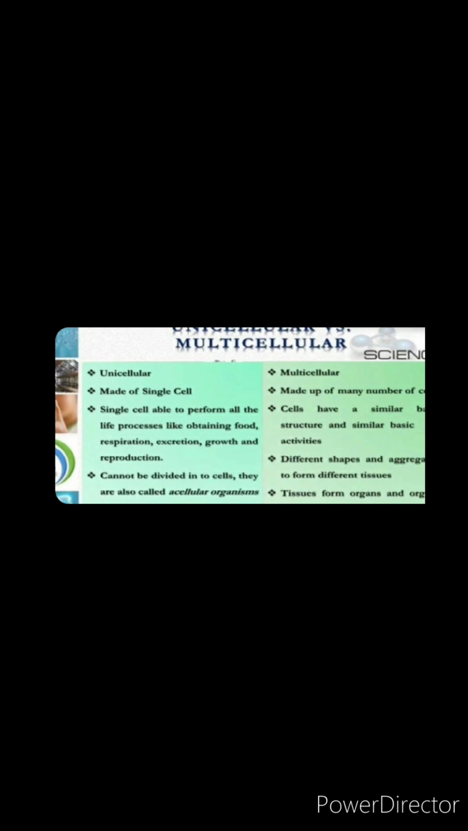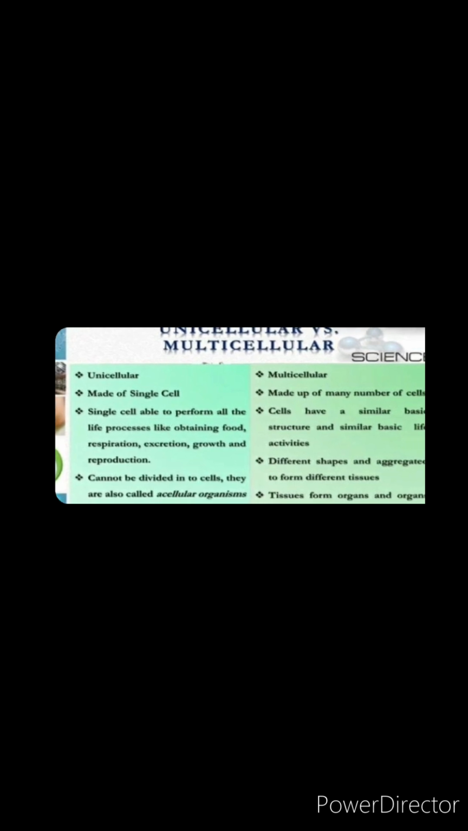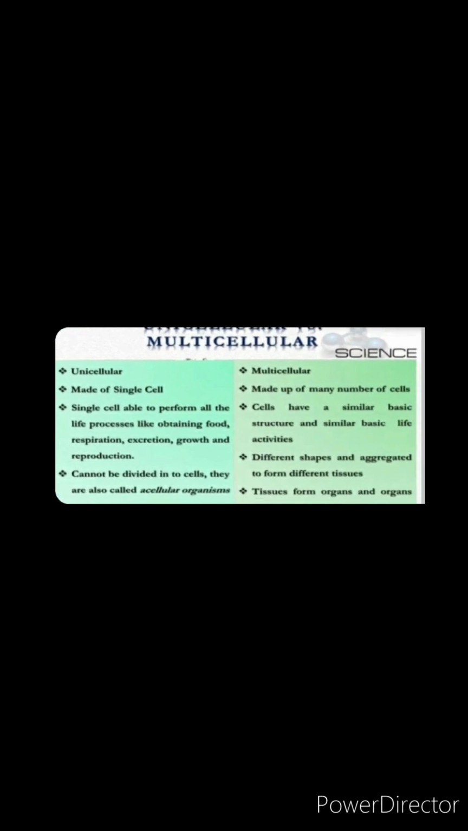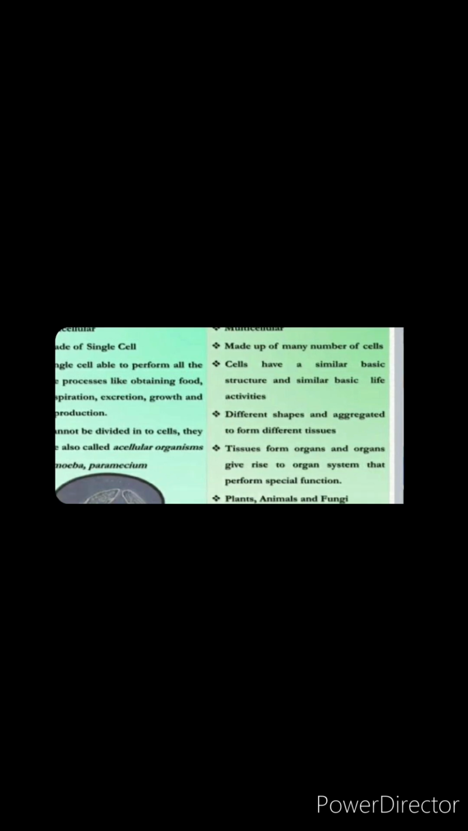So unicellular organisms are made up of a single cell. On the other hand, multicellular organisms are made up of many cells. So that makes a difference here. That's why the whole load of the function comes on the single cell. That's why unicellular organisms have a low, less lifespan. Examples: amoeba and paramecium. On the other hand, multicellular organisms have different shapes and many cell organelles that distribute the load of work. So that's why they have a longer lifespan. And the examples are plant cells, animal cells and fungal cells.